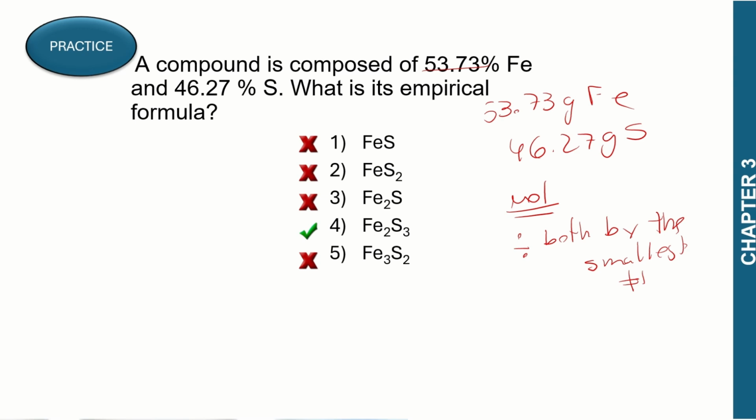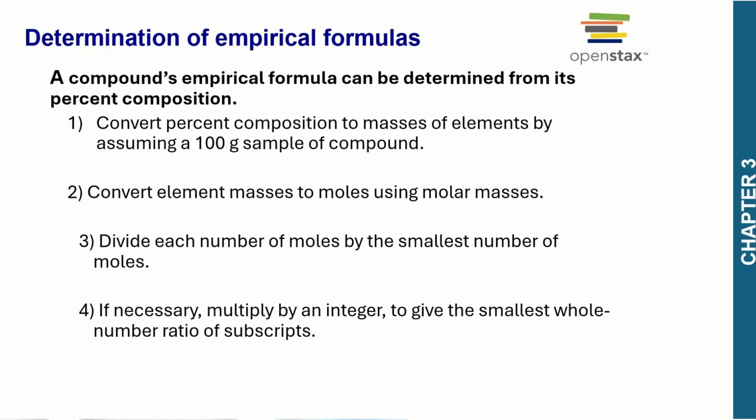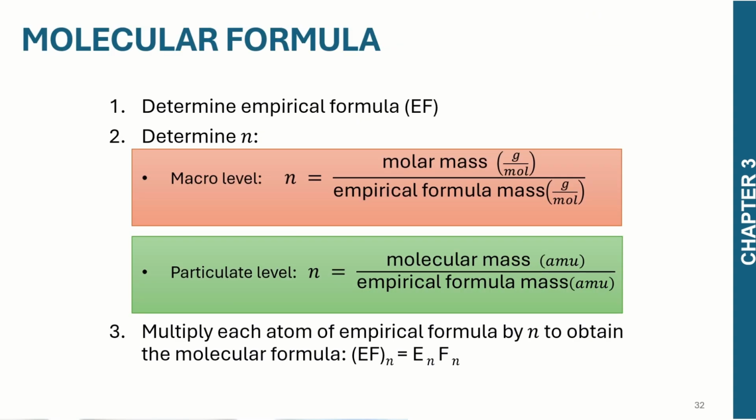If you still don't know how to do it, please rewatch the class, watch the empirical problem solving with Dr. Dias, and you're going to find that. We can find the molecular formula as well. If you have the molar mass, you can divide by the empirical formula mass, and then you're going to find the n, which is the ratio. With this ratio you're going to multiply all the atoms in the empirical formula, and you'll find the molecular formula.